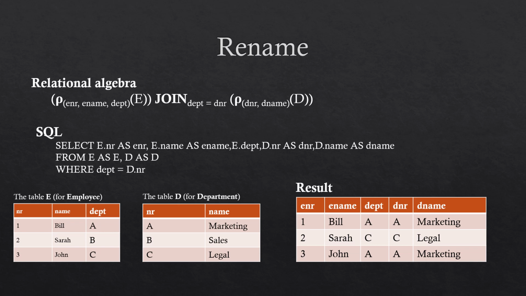So as you can see on the first columns of the result table, we have ENR, ename, and dept. ENR and ename come from the employee table, where DNR and DName come from the department table. So we already joined two tables and were able to apply the rename.